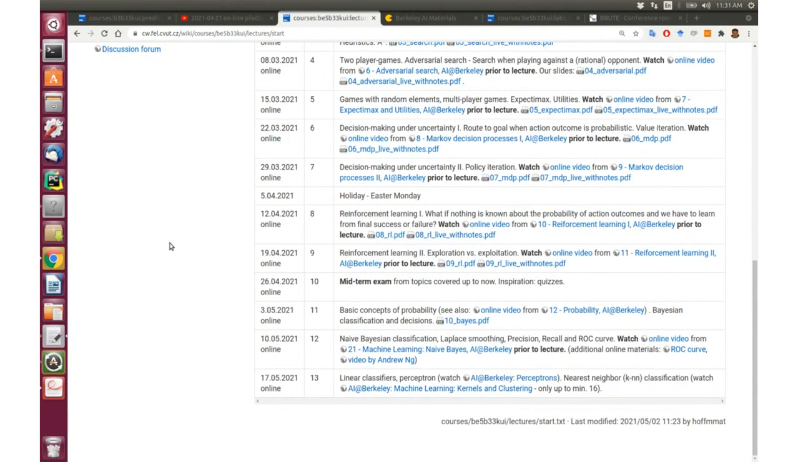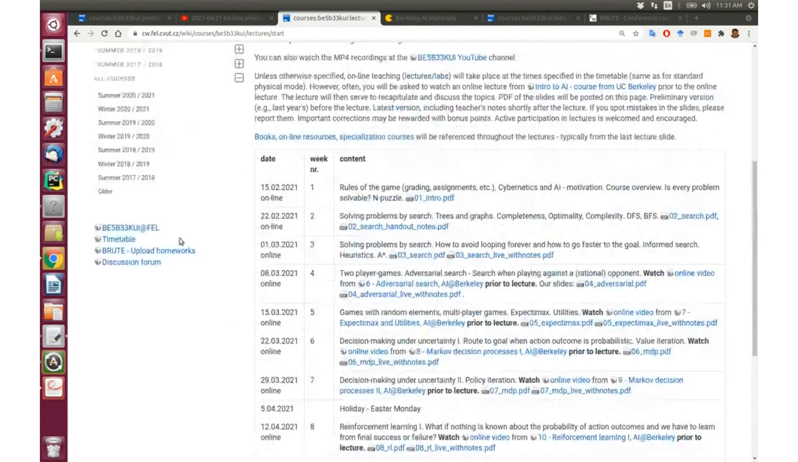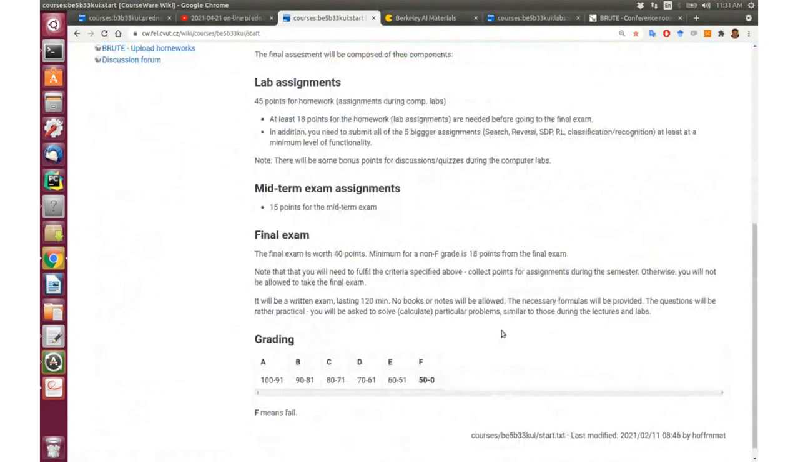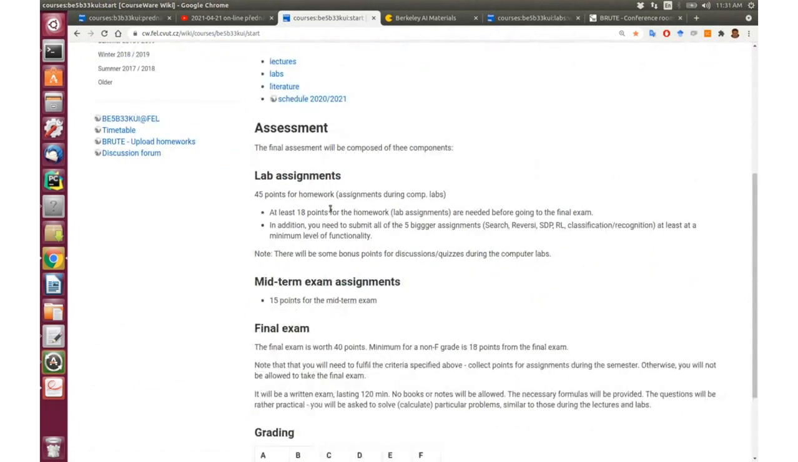Now, please remember that there are these conditions that you have to fulfill to be able to actually take the final exam. So you need at least 8 points for the lab assignments, and you need to submit all of the 5 bigger assignments, at least at the minimum level of functionality. And also you need to get the assessment based on the labs from Philip before you can actually register for the final exam. So please don't leave it to the last minute.